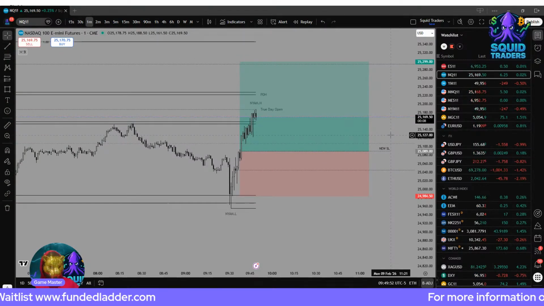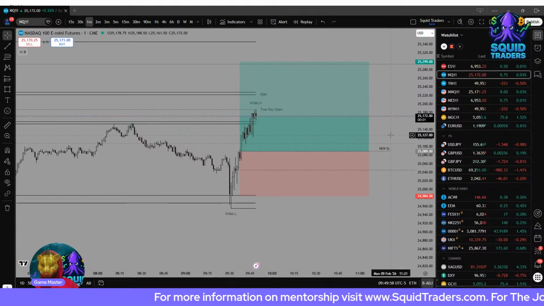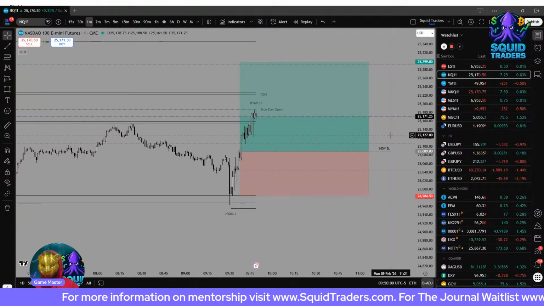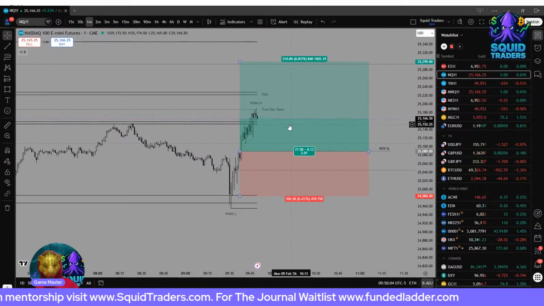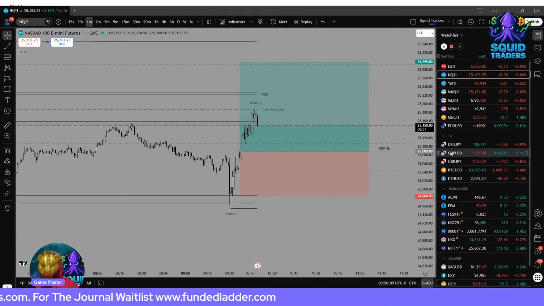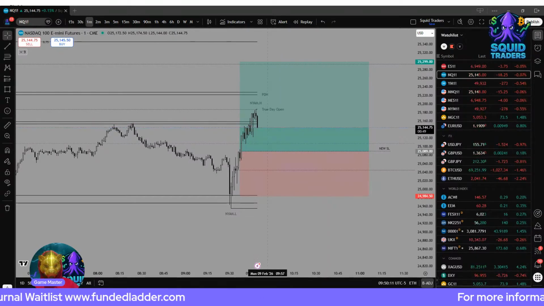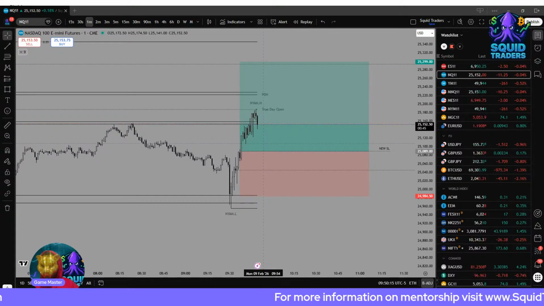Not liking the price action, man. It's stalling at true day open like this. This is the area where I would love to see price propel through instead of stalling. If you ask me, I'd love it to just smash through those areas, but it's fine if it stalls. It stalls. You can't do much about it.